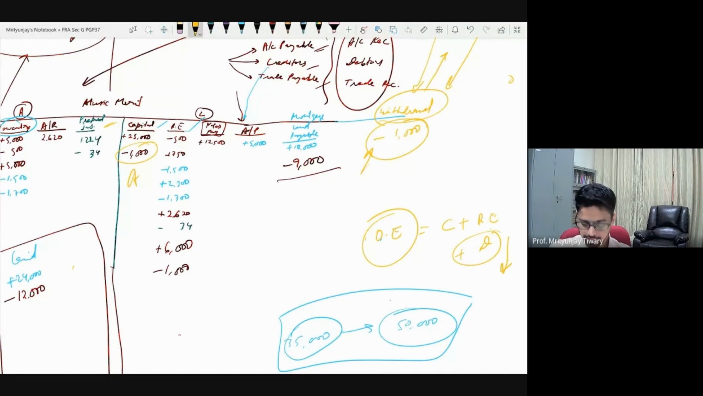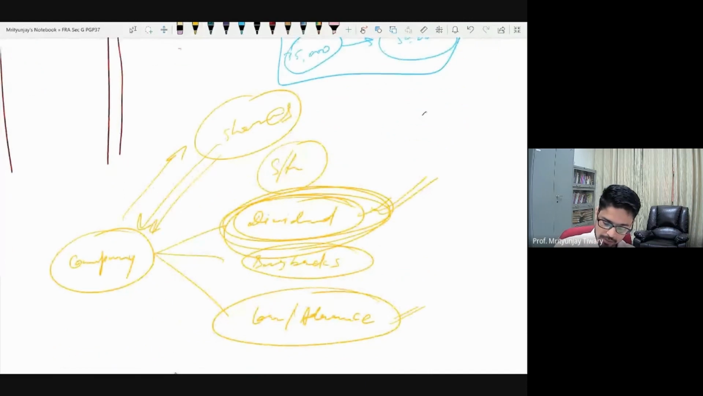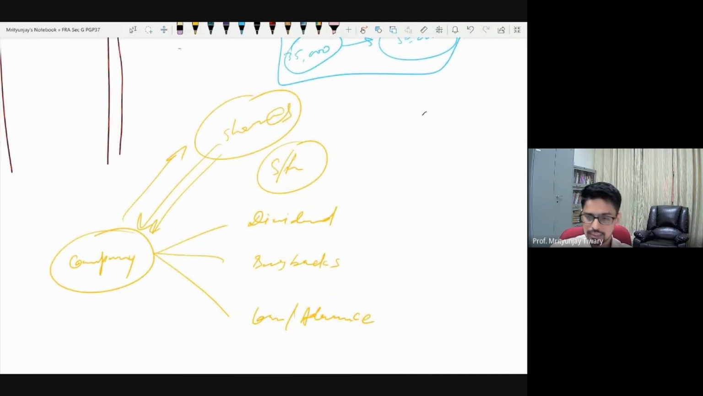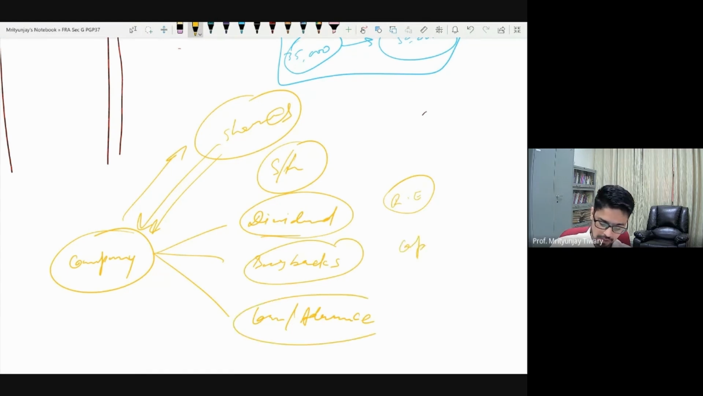In case the reason for the disbursement of the money is clear, then we will know what to do. For example, if it is a dividend, we need to subtract from retained earnings. If it is buybacks, we need to subtract it from capital. If it is a loan, we need to create a new asset called loan.